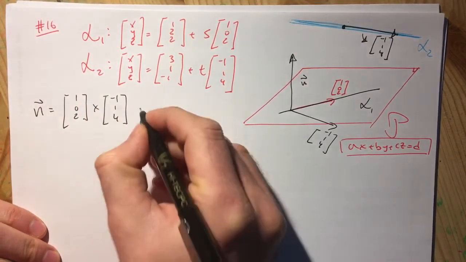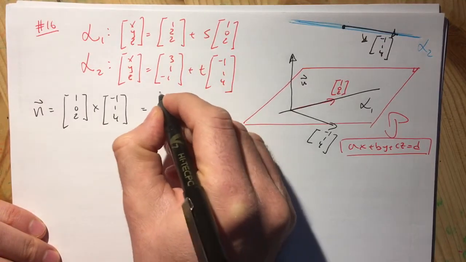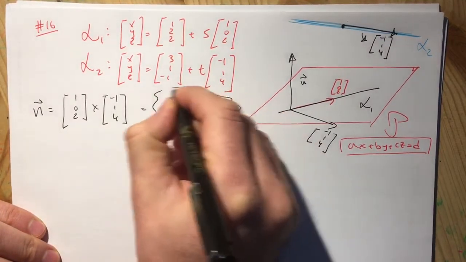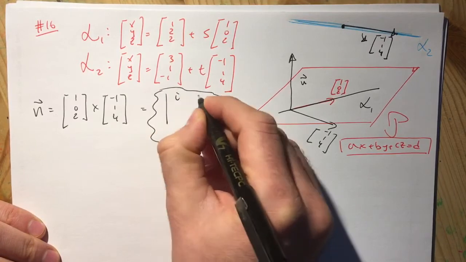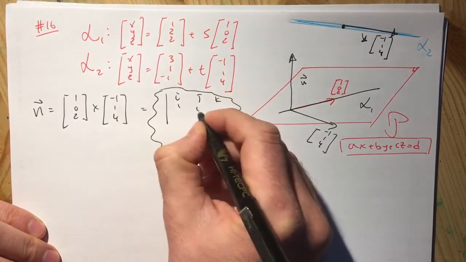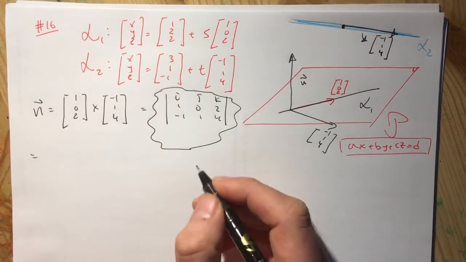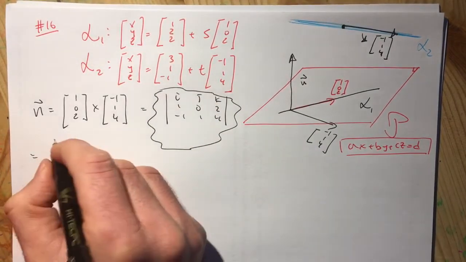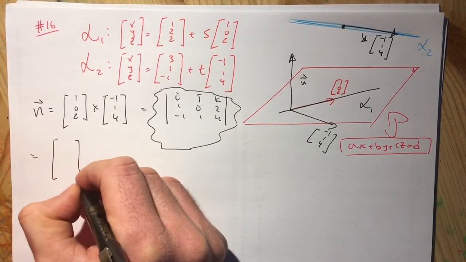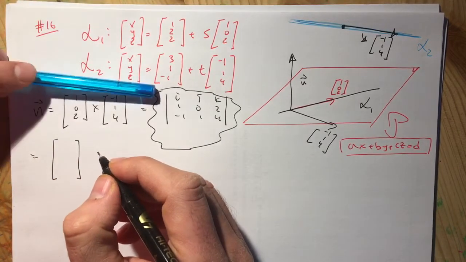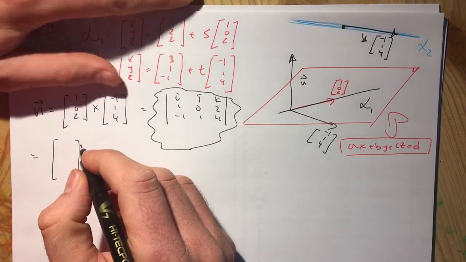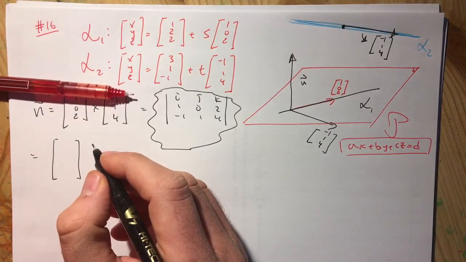Now, of course, you can write this as the determinant of i, j, k, 1, 0, 2, negative 1, 1, 4. Or if you have practiced enough, then this is just going to be, right, cover the first row here. My light is a little bit off.